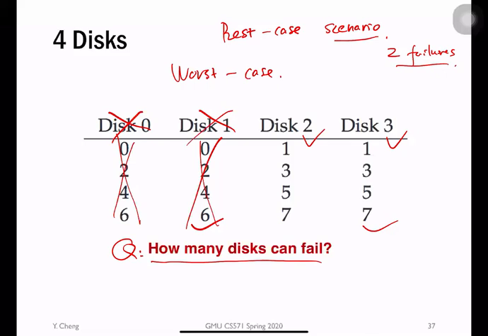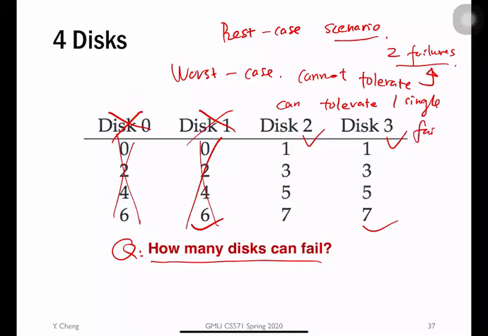That means two failures we cannot tolerate. It cannot tolerate two failures, but instead it can only tolerate one single failure. So at any single point in time, in the worst case scenario, the mirroring configuration, or RAID 1, could only tolerate one single failure.